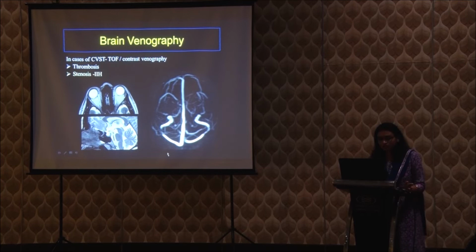So brain venography is also used in cases of IIH, intracranial hypertension, for demonstrating stenosis along the distal segments of bilateral transverse sinuses, along with prominent perioptic CSF spaces and empty sella, which is seen in this case.